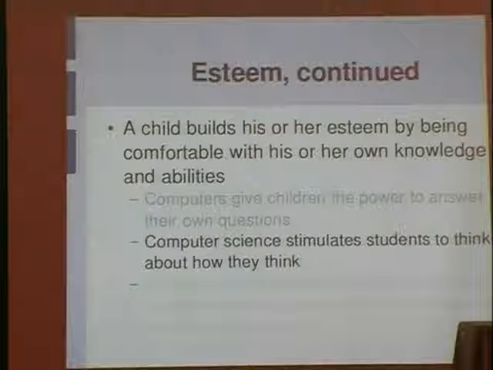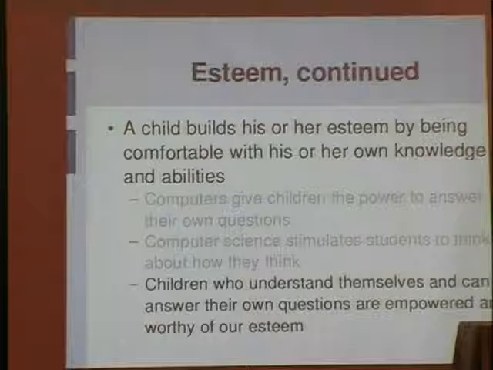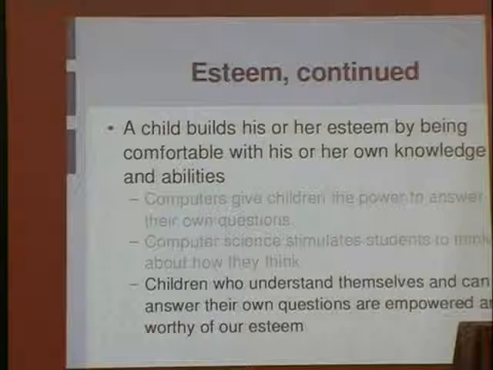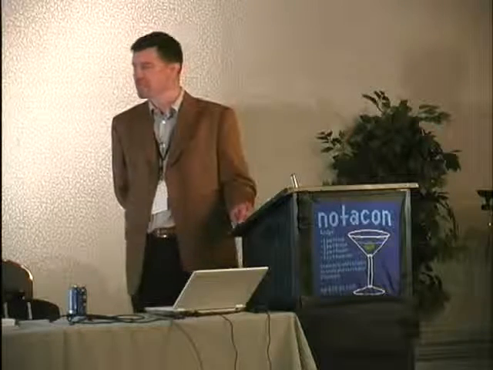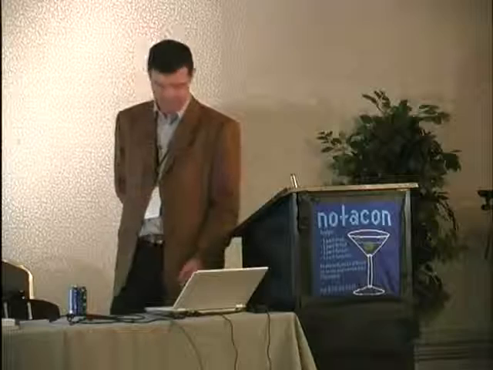So computer science would stimulate students to think about how they think. And children who understand themselves and can answer their own questions are empowered and worthy of our esteem. I would ask adults questions like, how do you put your pants on in the morning? And the initial response is, well, what do you mean? Isn't it obvious how I put my pants on? But as I begin to get deeper into the questions about how they put their pants on, they realize my intention, and that's to break things down into something very small, where they realize that they've actually followed a procedure.